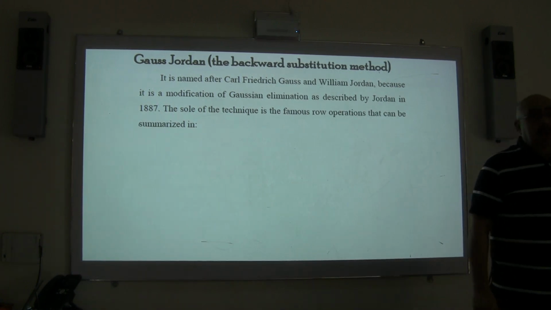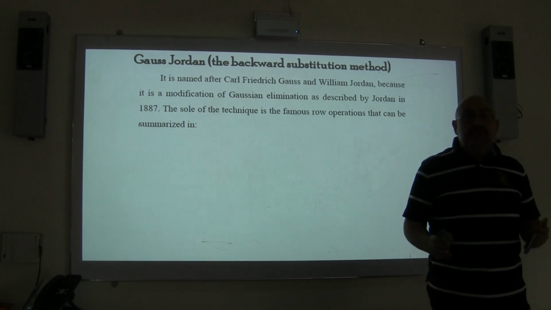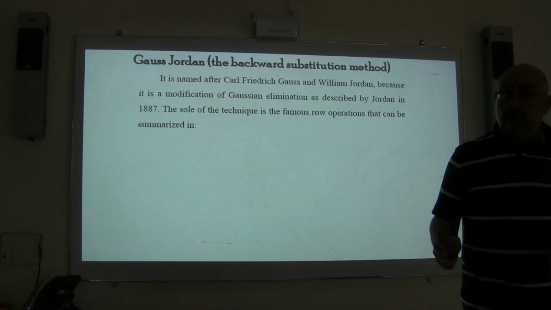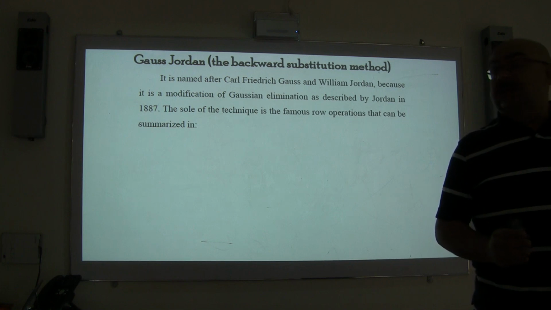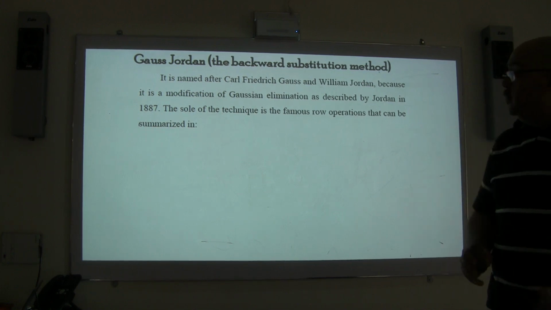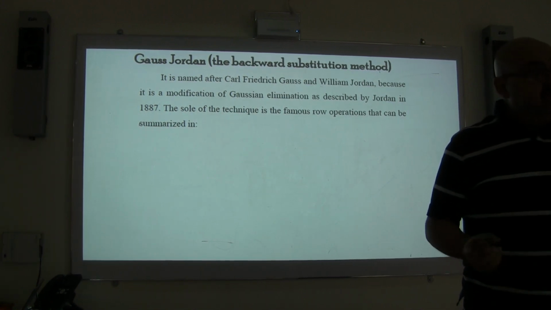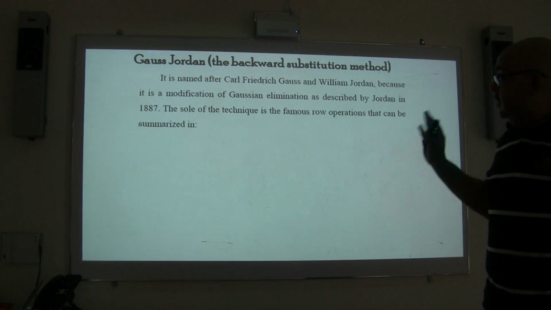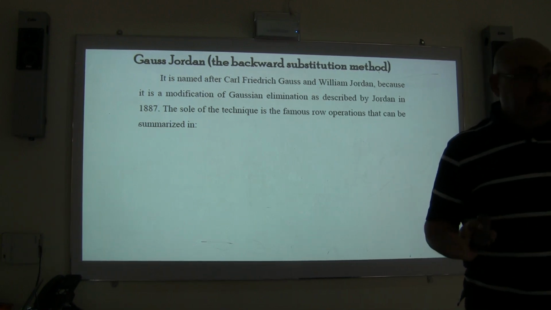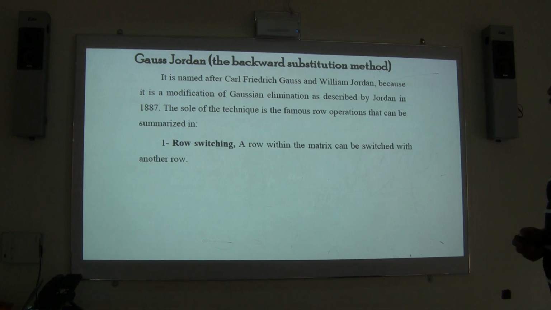I want to show you the differences between the echelon forms and the Gauss-Jordan or the backward substitution method. There is a slight difference between them. This is the updated method. This is the best of them, and I will tell you shortly about it.